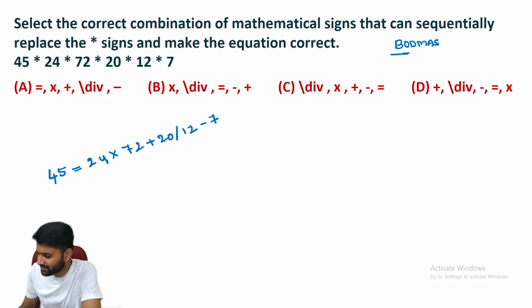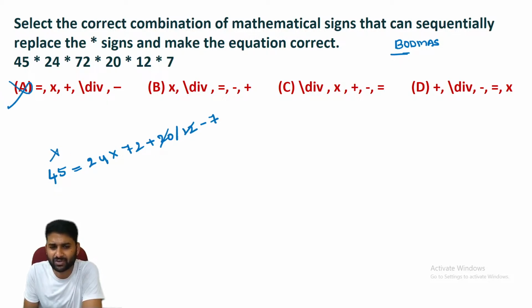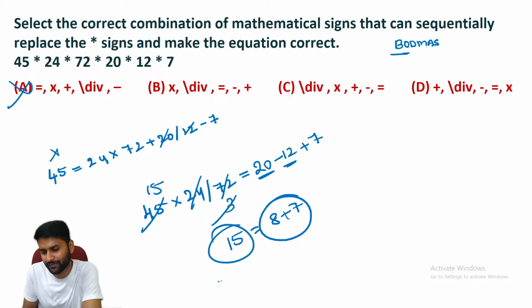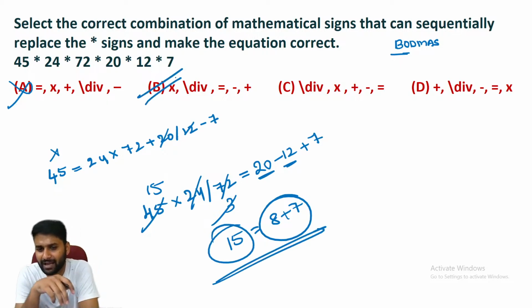Can we get the left hand side value as 45? Now see here, 12 and 20 means definitely it is not exactly divisible by the number. Definitely A is not a suitable answer. Let's check with the B. 45 equal to 24 divided by 72 into 20 minus 12 plus 7. Now 24 divided by 72 is 3, we get here 15, and 20 minus 12 is 8. 8 plus 7 is equal to 15. Yes. These are the symbols that satisfy the given condition. B is the correct answer.